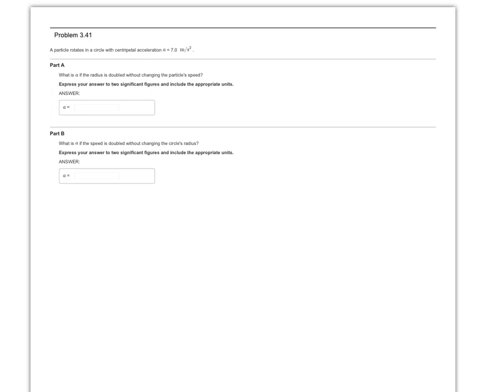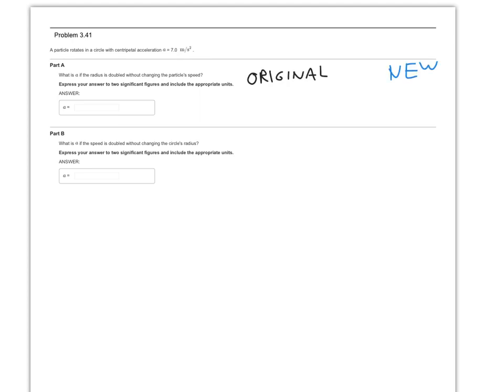Up next, we have a circular motion one. So we have an object rotating in a circle with an acceleration of 7 meters per second squared. That's that centripetal acceleration, or the acceleration of an object going in a circle. And we want to know what the acceleration would be if the radius is doubled without changing the speed. So this is one where we're going to set up our original situation and our new.